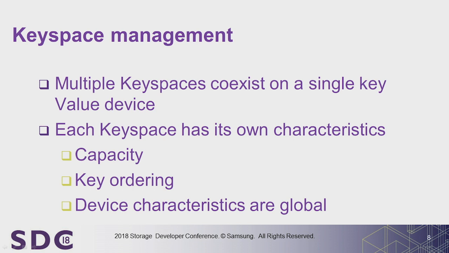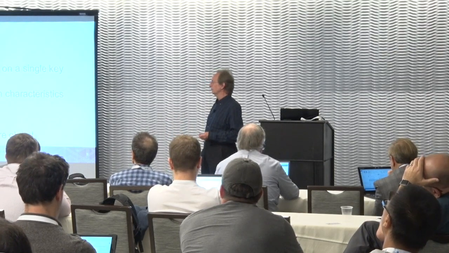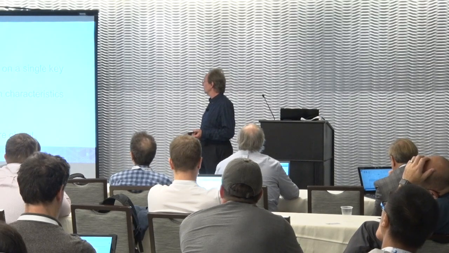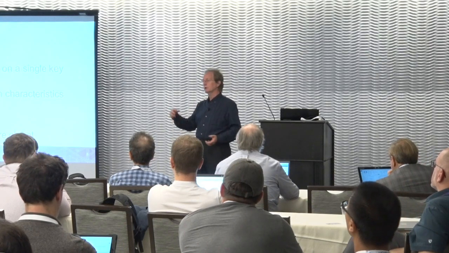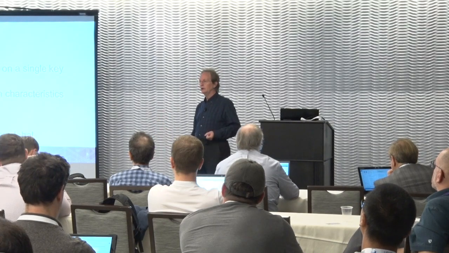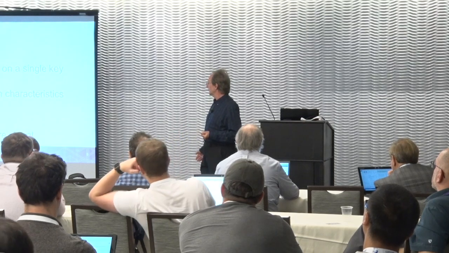There are also device characteristics that are global. So the API talks about some of those global characteristics and also the specific characteristics related to key spaces. One of the other characteristics of a key space is that a key within one key space is unique from a key in another key space. So there is a uniqueness in terms of addressing between the key spaces.